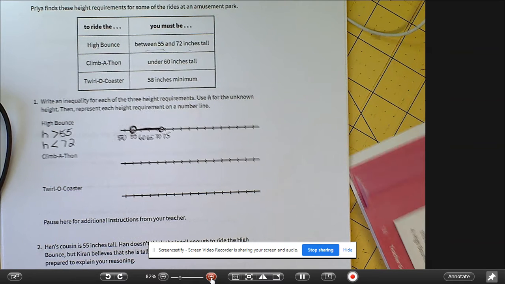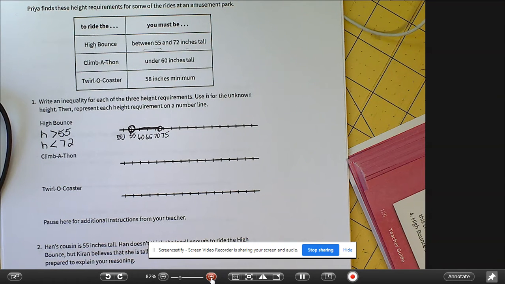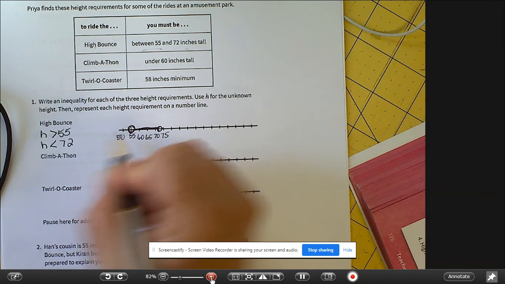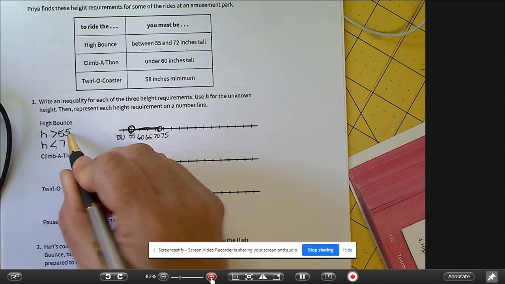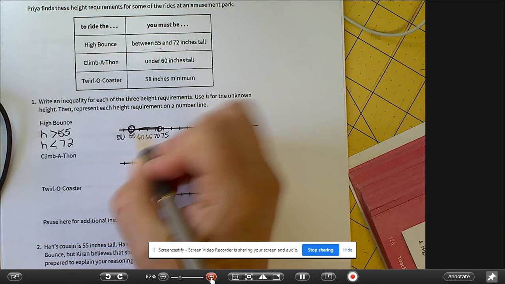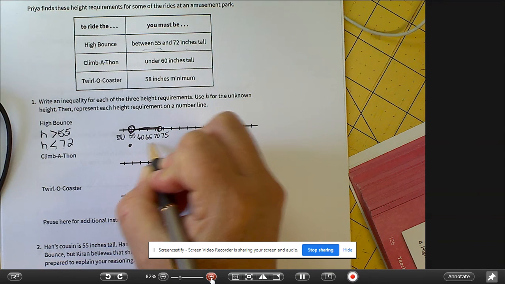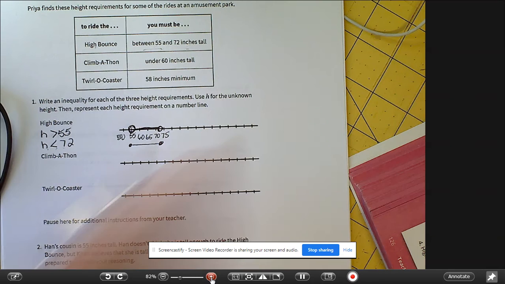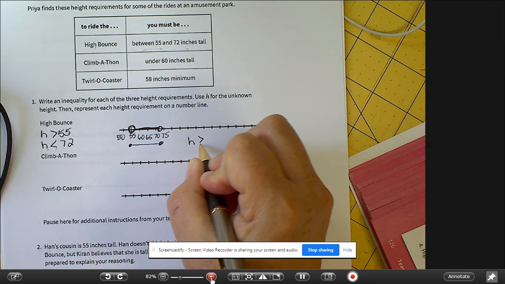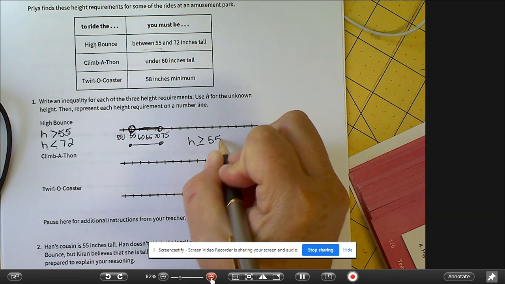All right, for the climathon, it could be included if you wanted to. In this way it is greater than 55 and less than 72. But if you wanted to include it, then you would have to do the solid lines like that. And it would be H is greater than or equal to 55.